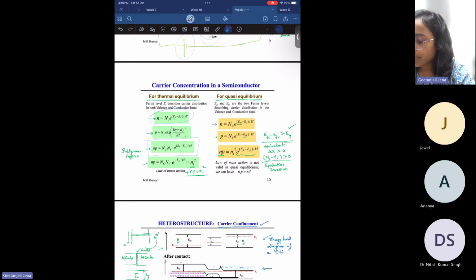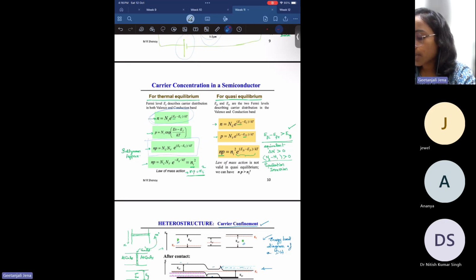ni squared. This np equal to ni squared, where n is the electron concentration, p is the hole concentration, and ni is the intrinsic carrier concentration, is known as the law of mass action. This law of mass action is valid only at thermal equilibrium. It's not valid when you bias the system. Okay. So now let us see what changes when you bias the system using any external battery or external voltage.